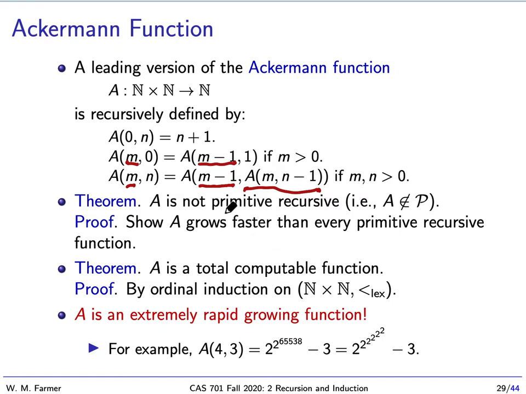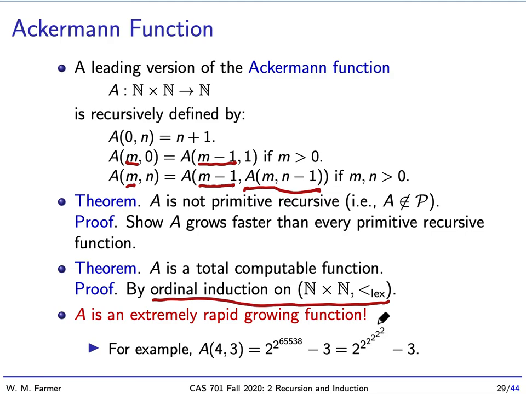But it can be shown that this function is not primitive recursive. The proof basically shows that A grows faster than every primitive recursive function. But A is a total computable function. We can prove this by ordinal induction on pairs of natural numbers, ordered lexicographically. So this is an example of where ordinal induction is convenient. And the last thing I want to say about the Ackermann function is it grows just incredibly rapidly. So A(4,3), which you might think shouldn't be that big, is basically 2 to the 2 to the 2 to the 2 to the 2 minus 3.